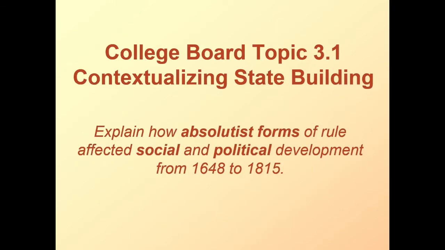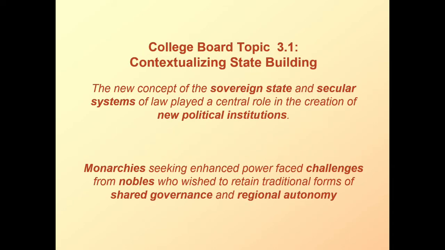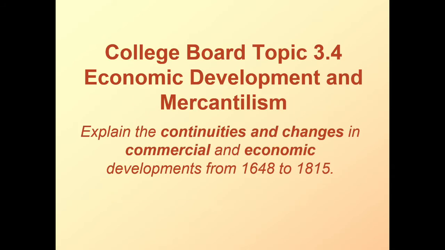So we're starting with College Board Topic 3.1, Contextualizing State Building. Explain how absolutist forms of rule affected social and political development from 1648 to 1815. That is our new period, period 2. And it says the new concept of the sovereign state and secular systems of law played a central role in the creation of new political institutions. Monarchies seeking enhanced power faced challenges from nobles who wished to retain traditional forms of shared governance and regional autonomy.